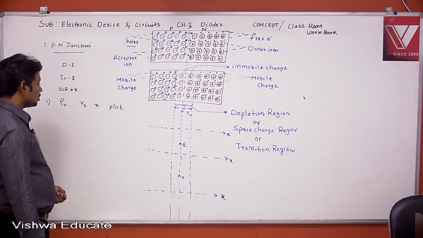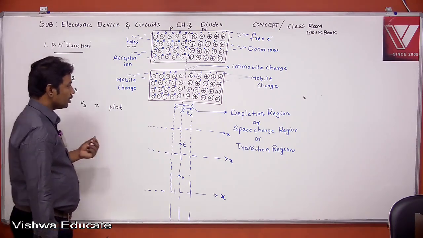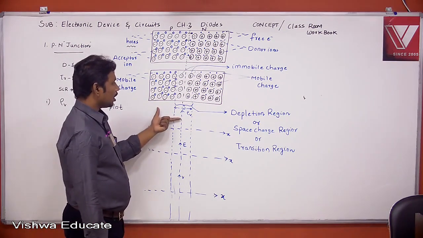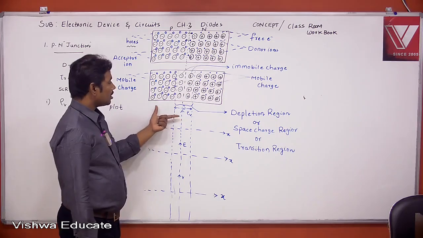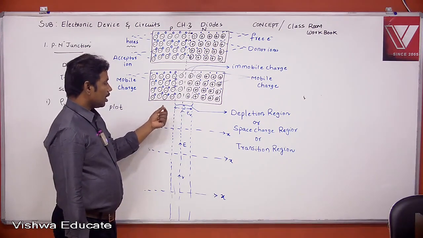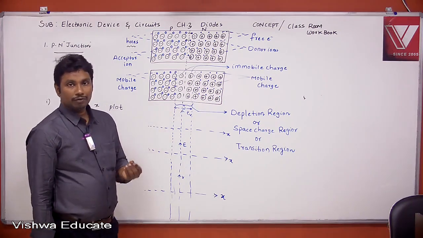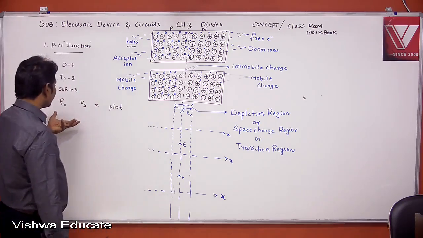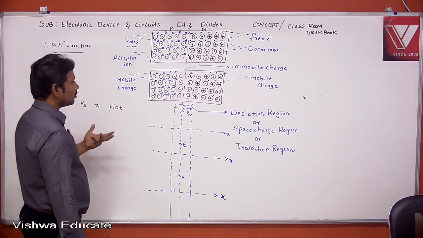Charge density versus distance plot. Right. So now we want to draw the charge density versus distance plot in case of unbiased condition. Unbiased condition, or open circuited condition actually. Unbiased condition is nothing but without applying any external voltage. What is the plot of charge density versus distance in case of unbiased conditions?